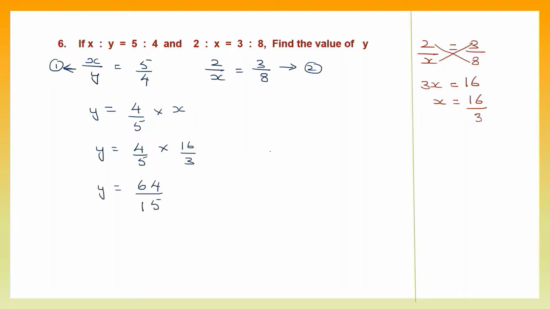Now this is an improper fraction which we are going to convert. 64 divided by 15. 15 4s are 60, minus, I have 4 here. Okay, now let's get the mixed number 4 by 15. So we have found the value of y to be 4 by 15.